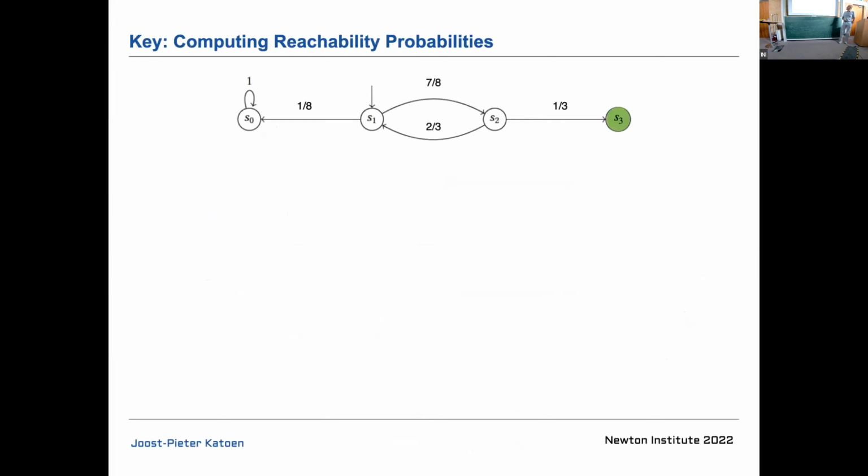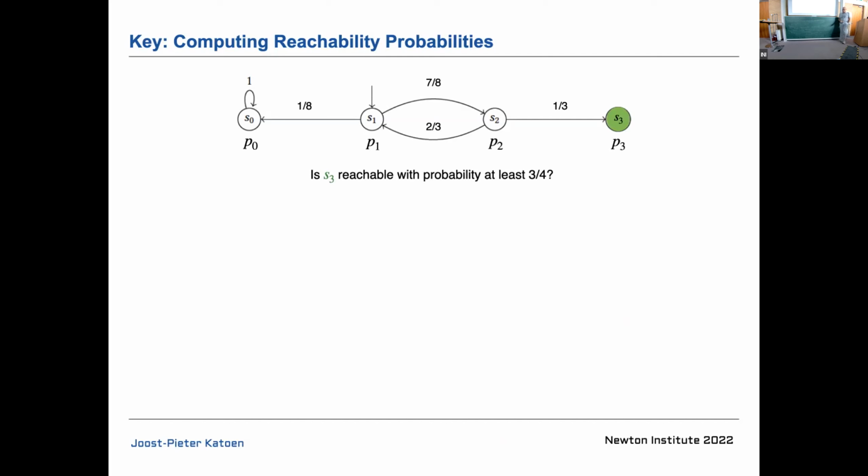And I will use this as a running example throughout the talk. It's a very simple Markov chain, 4 states. We want to reach the green state, and we start in S1. So how are we typically tackling this? We are checking whether this state is reachable with a probability, let's say at least 3/4. So what are we setting up?